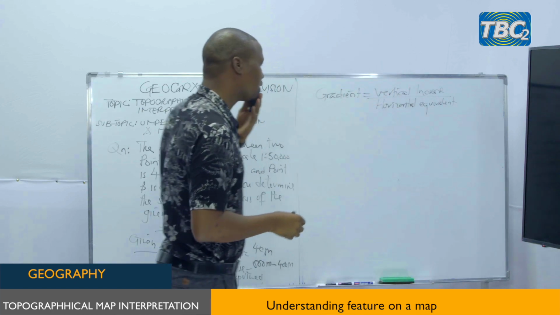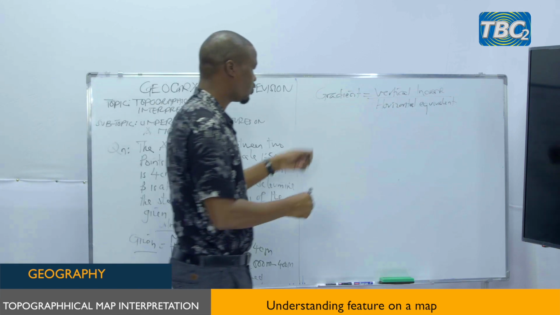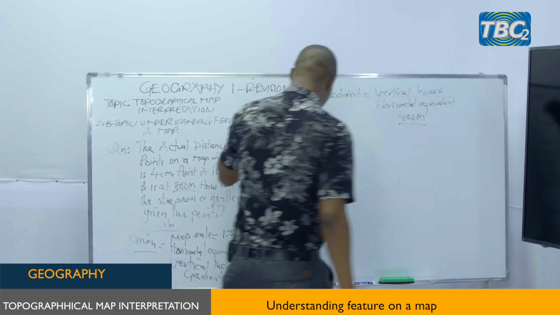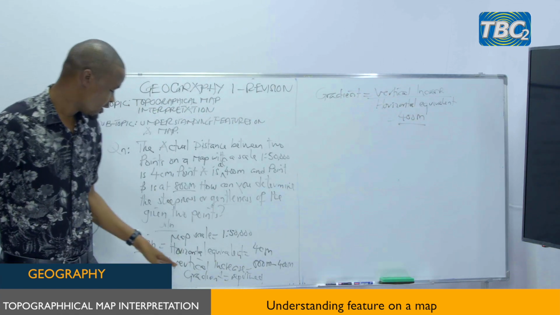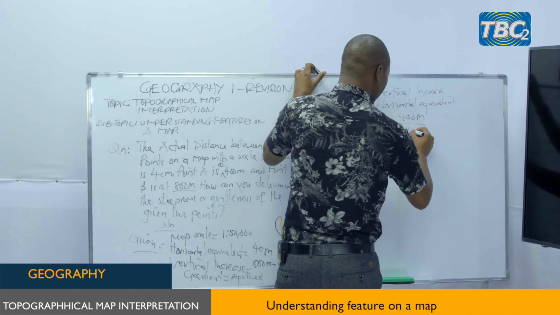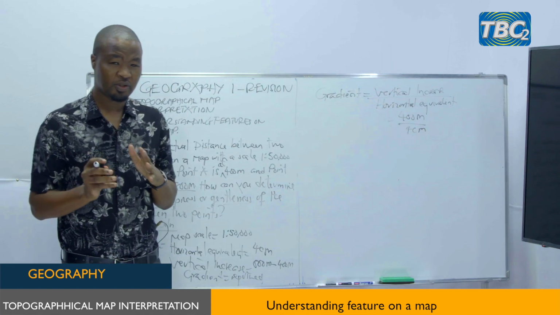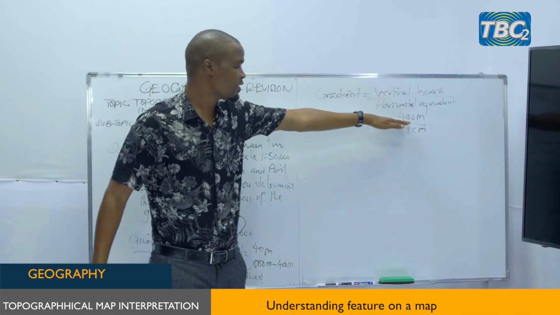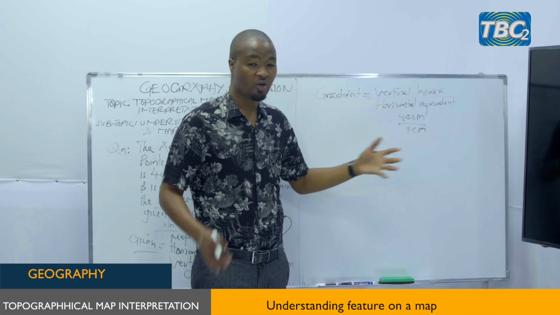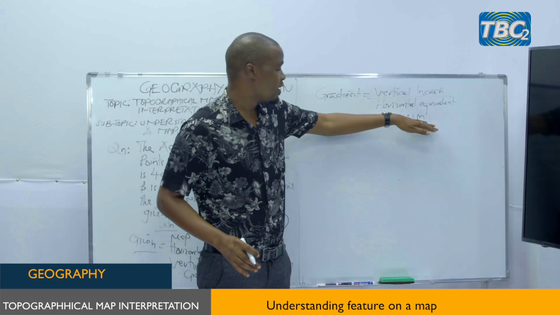So vertical increase is how much? We take the highest contour minus the lowest contour, which is equal to 400 meters. The horizontal equivalent is 4 centimeters, the actual distance between the 2 points on the map. Remember I told you that the vertical increase is on the actual ground, while the 4 centimeters given is on a map. So we cannot make the calculation when they are not on the same side.